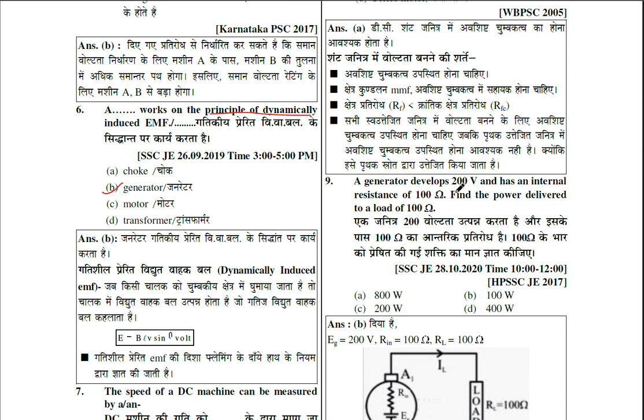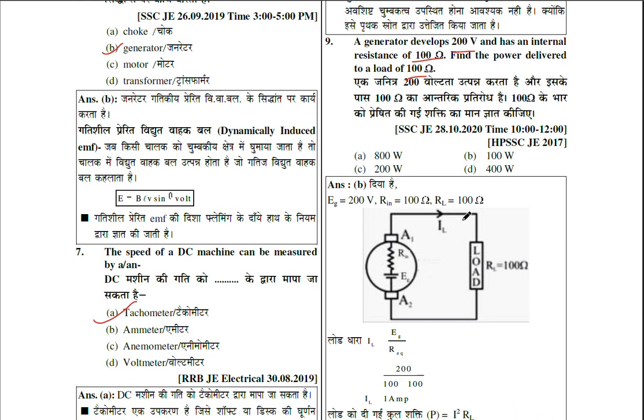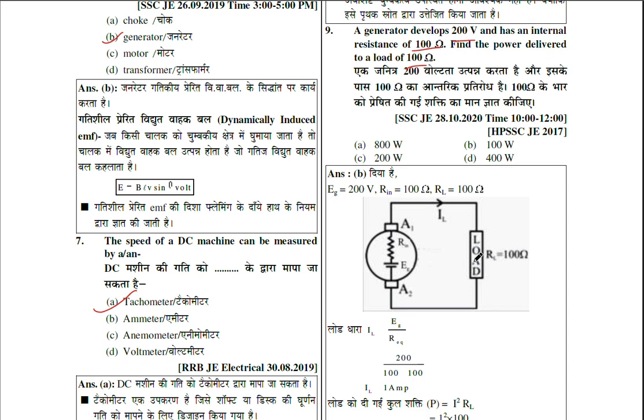The generator develops a generated voltage equal to 200 volts, the internal resistance is 100 ohms, and the load resistance is 100 ohms. First, you have to calculate the load current. The generated voltage is 200 volts. Here the internal resistance and load resistance are connected in series, so the total equivalent resistance is 100 plus 100, equal to 200 ohms.